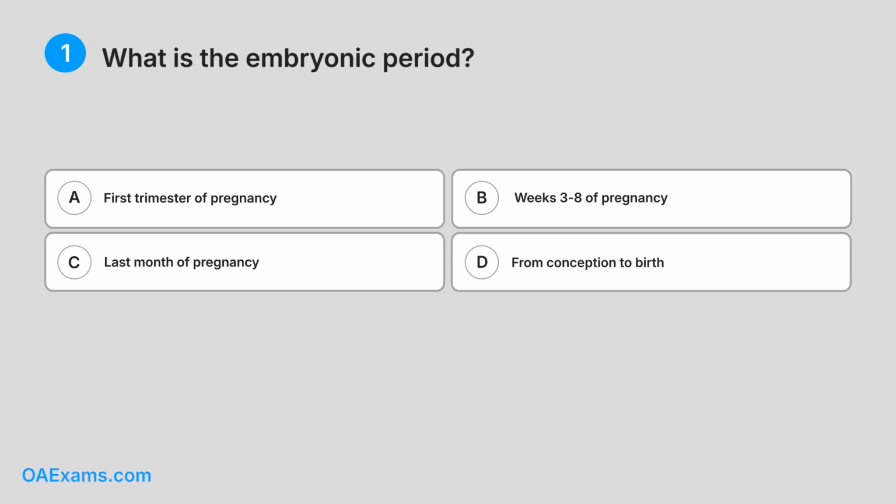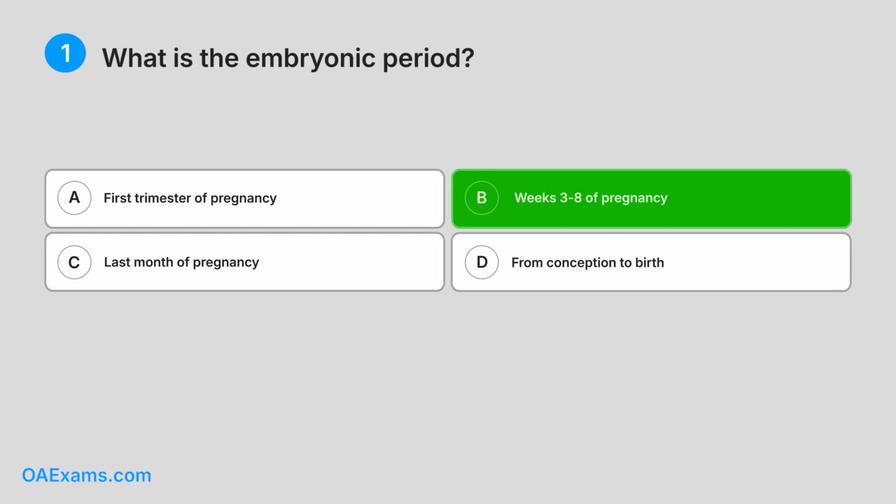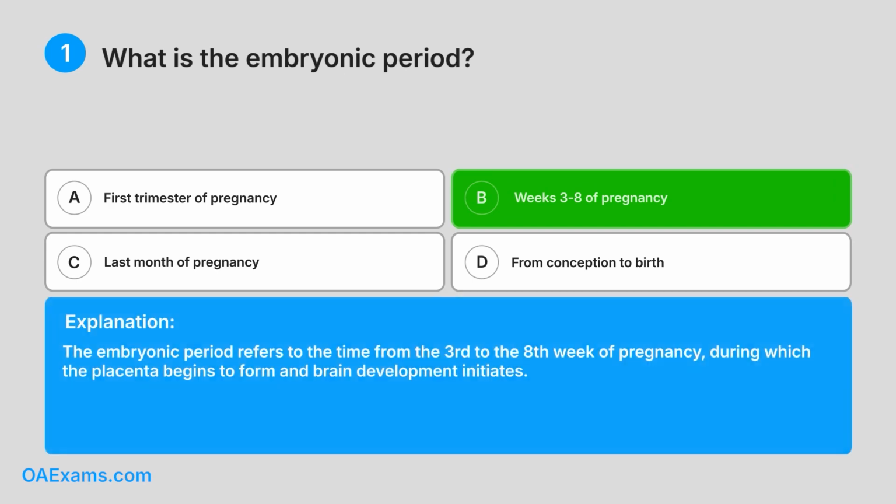Correct answer: B. Weeks 3 to 8 of pregnancy. Explanation: The embryonic period refers to the time from the 3rd to the 8th week of pregnancy, during which the placenta begins to form and brain development initiates.